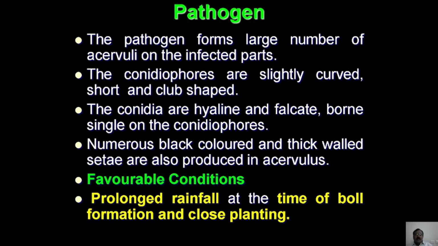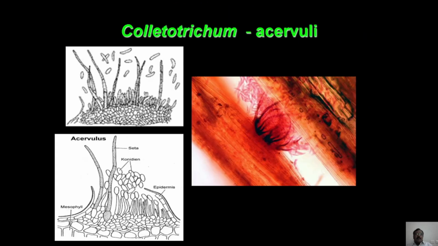Numerous black colored acervuli are formed on the center portion of the infection or lesions. And then prolonged rainfall at the time of boll formation and closer planting are favorable for the development of the disease. This is the typical establishment of acervuli on the infected plant parts. The outer layer is the epidermis, and this is the conidiophore which bears single-celled conidia.